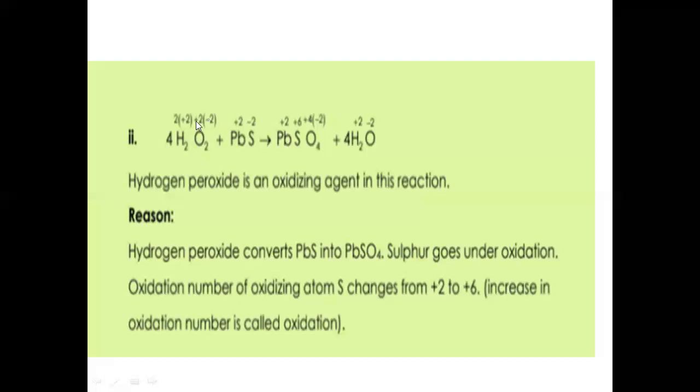This must be -1 and then 2 times -1 is -2. This is +1 and multiplied by 2 will give us +2. There is some correction needed here. So from -1 it is converted into -2. -1 is bigger than -2. This decrease in oxidation state is called reduction, and hydrogen peroxide will act as an oxidizing agent.